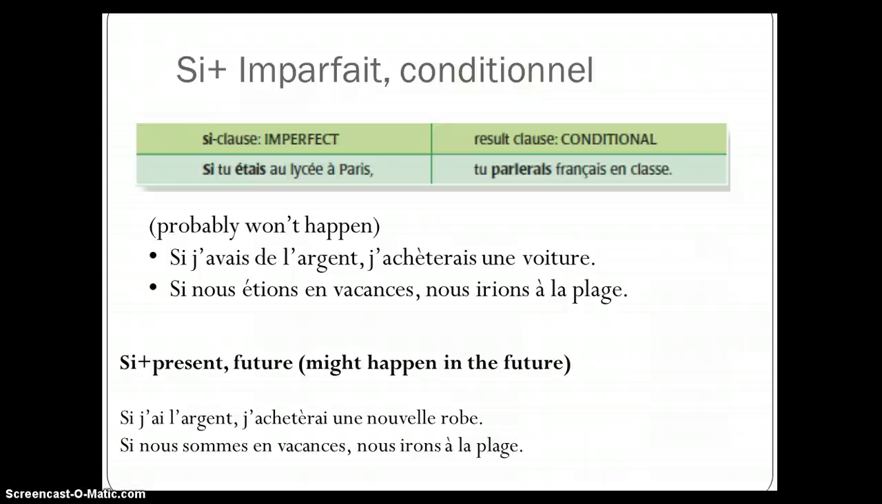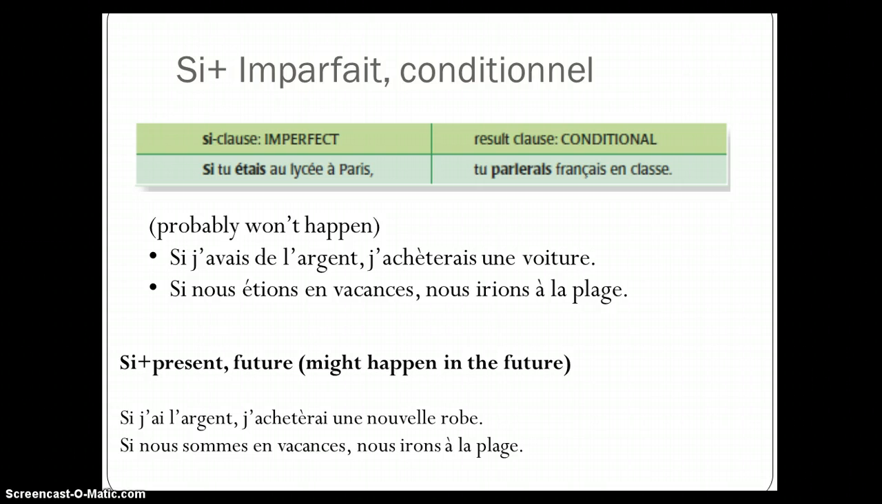Compare that. So those are things that probably won't happen, and let's compare that to things that might happen. Si j'ai l'argent, j'achèterai une nouvelle robe. If I have money, and I might, I will buy a new dress. Si nous sommes en vacances, nous irons à la plage. If we are on vacation, and we might be, we will go to the beach.